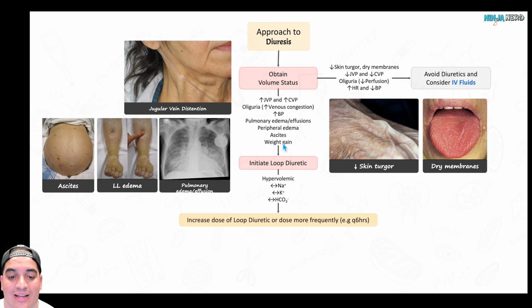Try to get that weight down. Try to get some of that edema down. Try to improve their pulmonary edema. Try to decrease their jugular venous pressure. Try to improve their urine output and decongest them. And if I'm doing that, great.